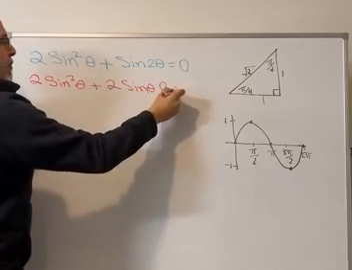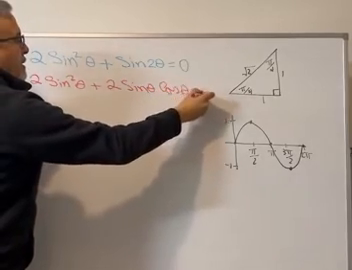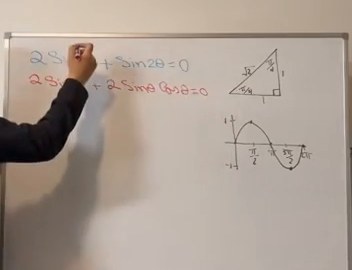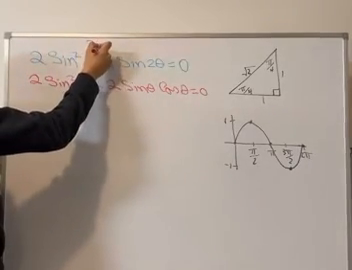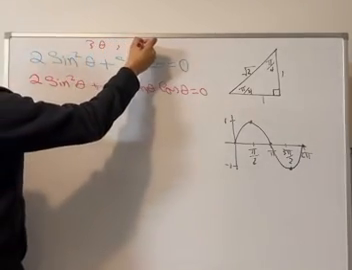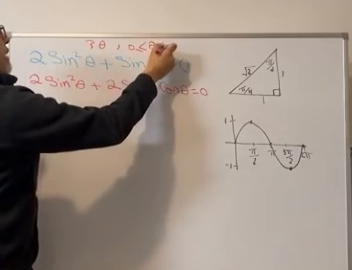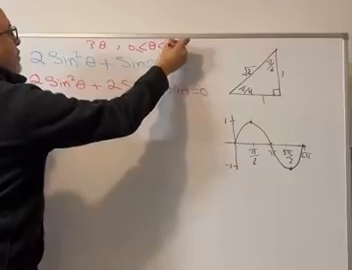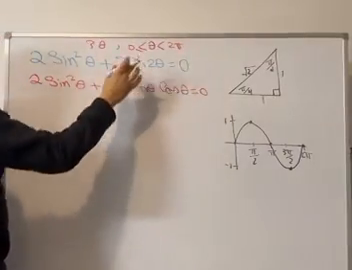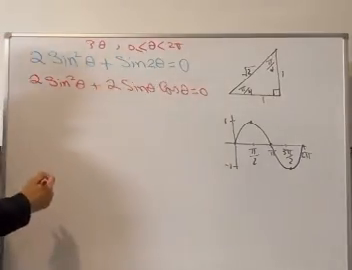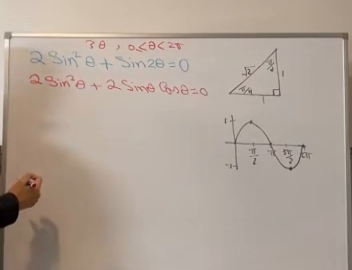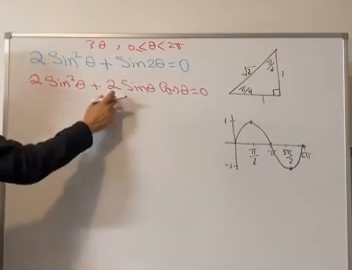Equals 0. By the way, this is asking me to find theta where theta is between 0 and 2 pi. So they want you to find the angle in radians because they said between 0 and 2 pi. So let's go back to this now. What can I do to this equation here?